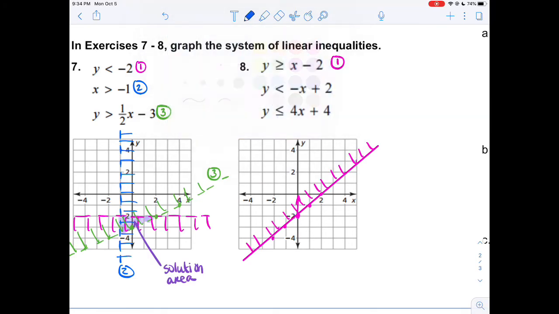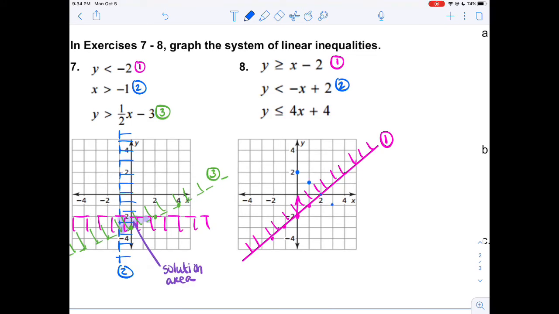The second equation, number 2. Oops, so let me label number 1 there. This is 1. Number 2 is -x plus 2. So we're going to have an intercept here at +2, and we have a -1 slope, meaning that we're going down like this. And this time we're going to have a dashed line because we don't have that or equal to. So we're going to dash this line like this. It's a less than, so we need to shade below the line where the y values are getting smaller, and then label that as number 2.